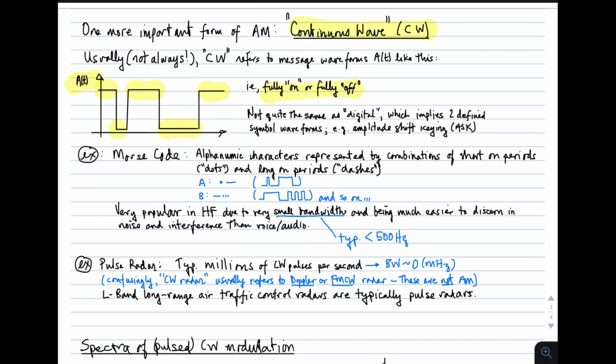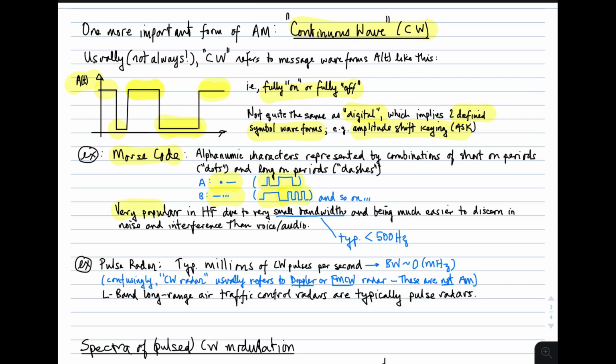Some people might be tempted to refer to this as a digital modulation, but that's not necessarily the case. Typically when we say digital, we would mean two defined symbol waveforms. In other words, it might be off for a certain amount of time and on for the same amount of time. Those would be two states. That would be amplitude shift keying. So for example, Morse code, an A is, we say, a dot and then a dash. So the message waveform looks like this. A B is sent as a dash followed by 3 dots.